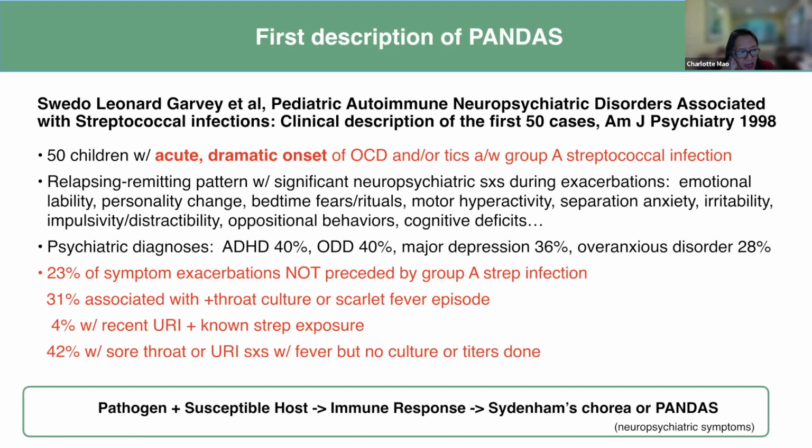And the idea was that you have a pathogen, group A strep, in a susceptible, perhaps genetically predisposed host, that leads to an immune response that can give you either Sydenham's chorea or neuropsychiatric symptoms consistent with PANDAS.